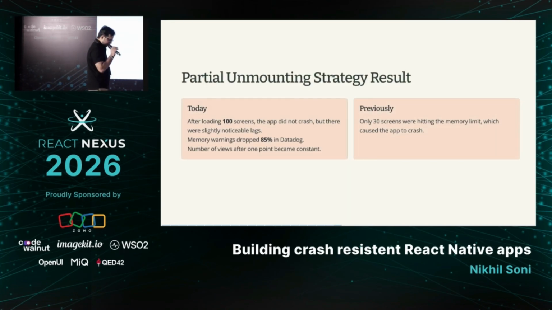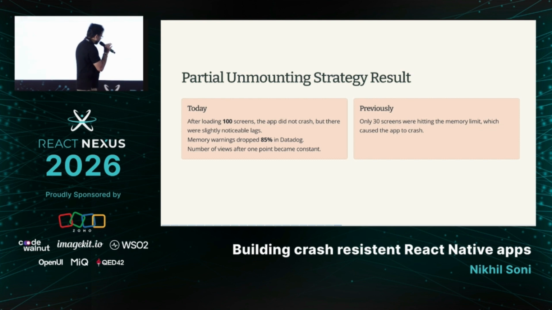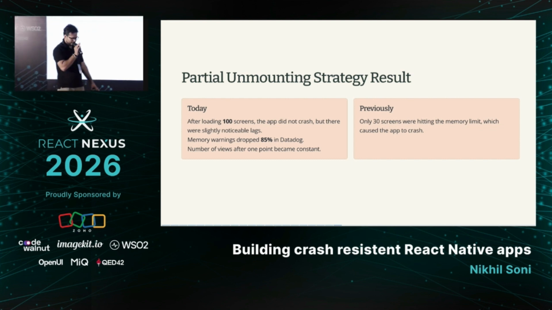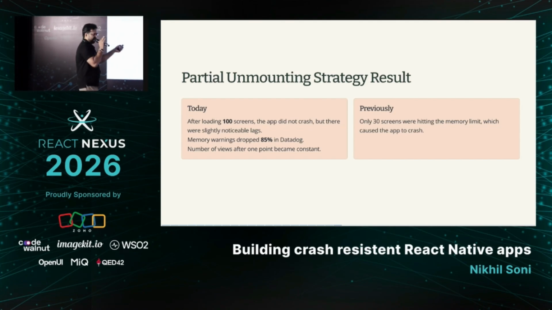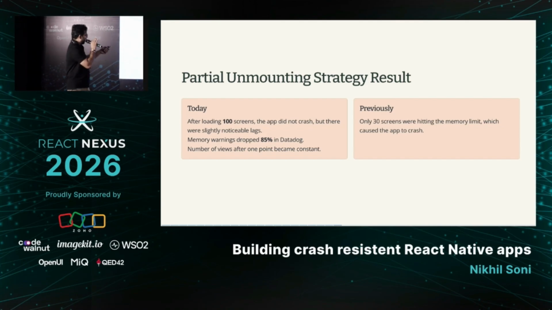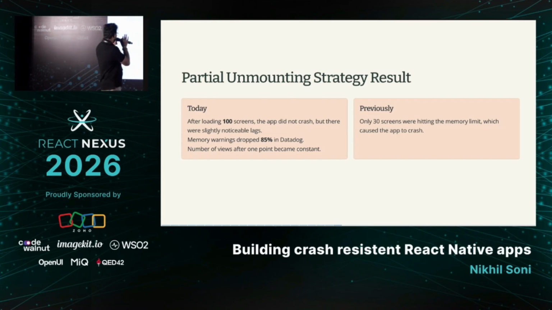So what does it bring for us? Previously our app used to render only 30 screens at a time. For example, if a user reached the 30th screen, the app might crash because he hit the limits, using a lot of memory. But today, with this strategy, we are able to mount 100 screens. The app doesn't even crash, but there is a slight noticeable lag, nothing more than that. And memory warnings dropped by 85% in Datadog.